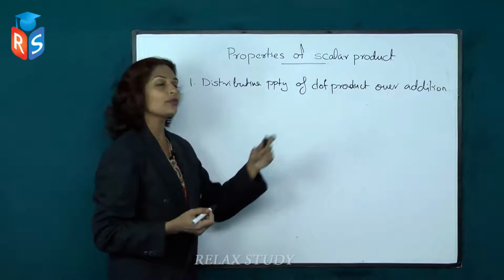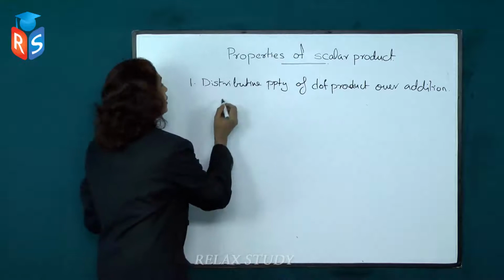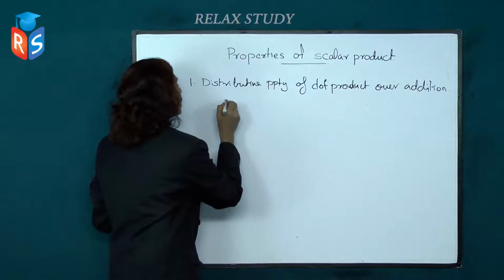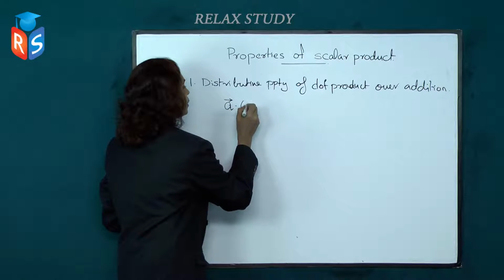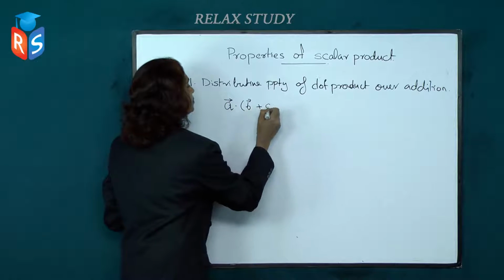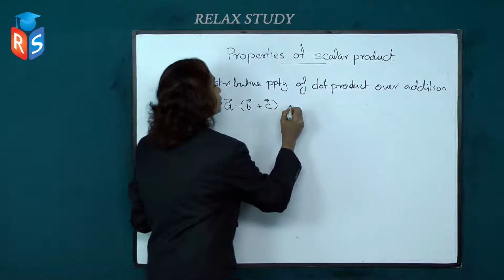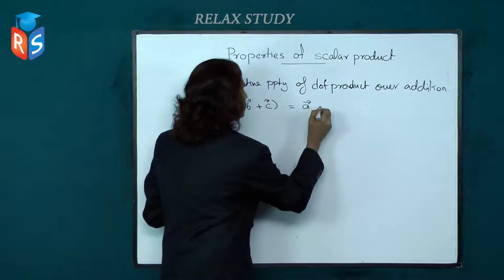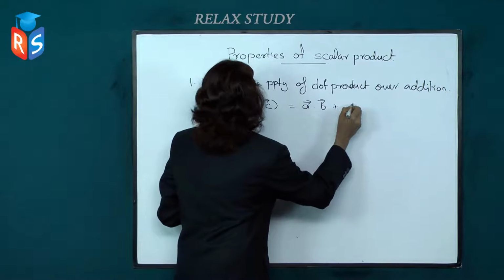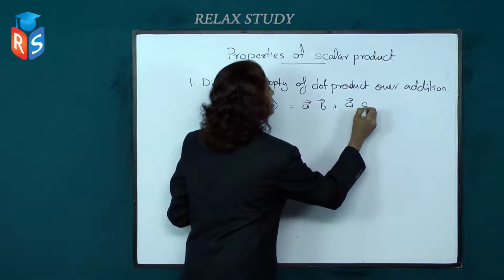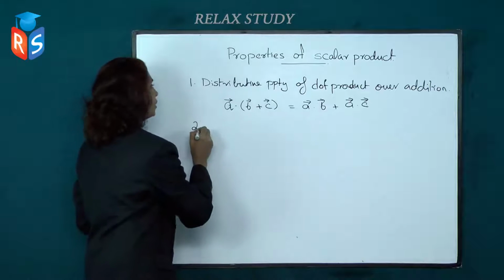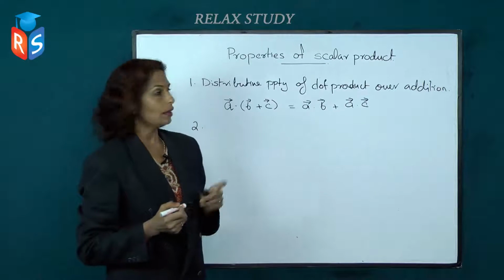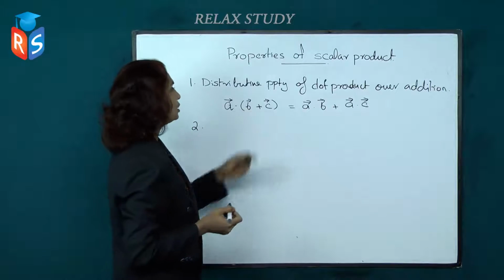The distributive property of dot product over addition, that is, let A and B be any two vectors, then A dot (B plus C) is equal to vector A dot vector B plus vector A dot vector C. This is the first property. Now, second property, let A and B are again any two vectors.